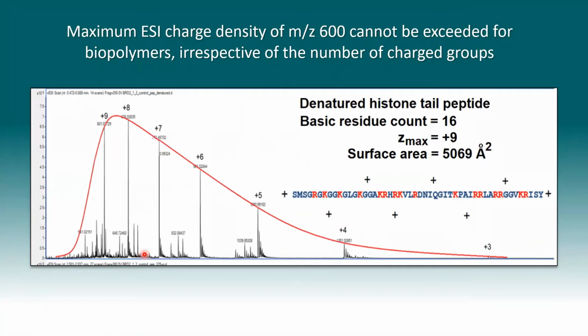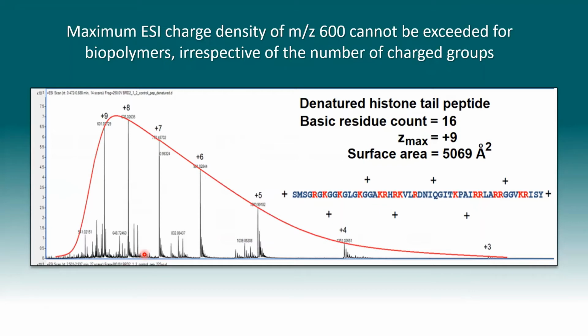One thing this relationship tells us is that the maximum electrospray charge state, the charge density, cannot exceed MZ600 for biopolymers, and this is irrespective of the number of charge groups. And I can illustrate this with a very, very basic peptide. This is a histone tail peptide.